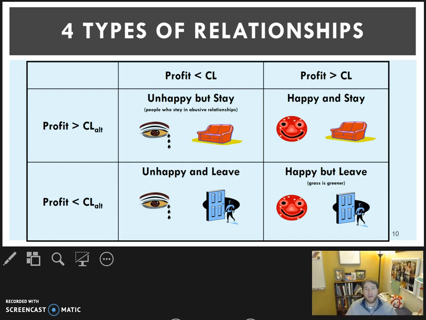Okay, so right here you've got the unhappy but stay, and these are my cheesy graphics here. You've got people who are unhappy but stay when the profit is less than the comparison level, but the alternative is lower than what they're actually getting here. Okay, so they choose to stay. And sometimes we're unhappy but stay for good reasons.